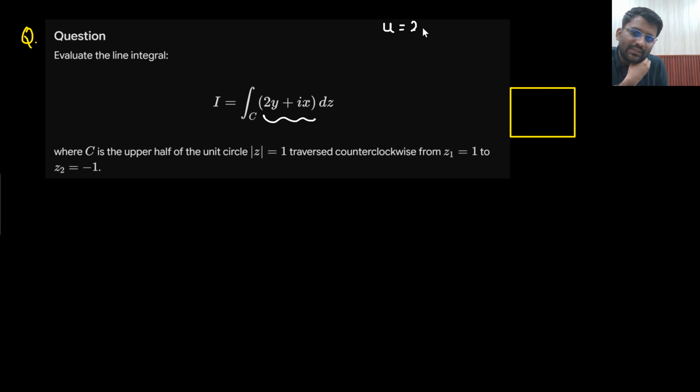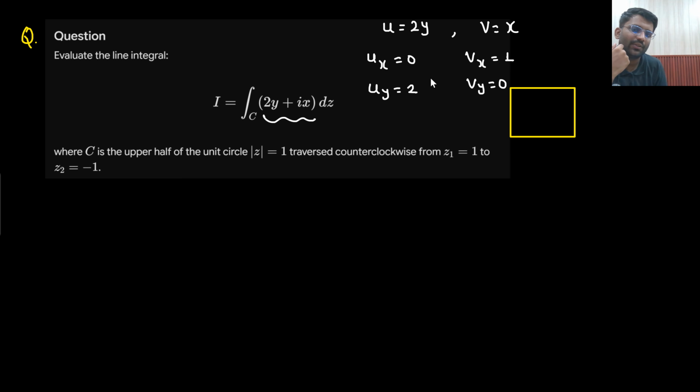So my u is 2y, my v is x, right? u plus iota v. Partial differentiation of u with respect to x is coming out to be 0. Partial differentiation of u with respect to y is coming out to be 2. Partial differentiation of v with respect to x is coming out to be 1. Partial differentiation of v with respect to y is coming out to be 0. Not analytic, right? Not analytic, that means solve it in a crude way. Crude way means that you will have to move along the path.